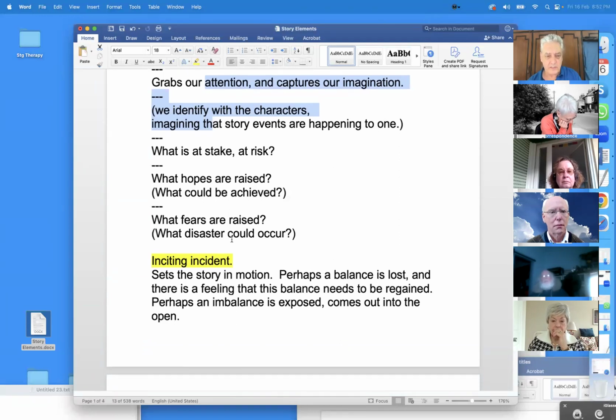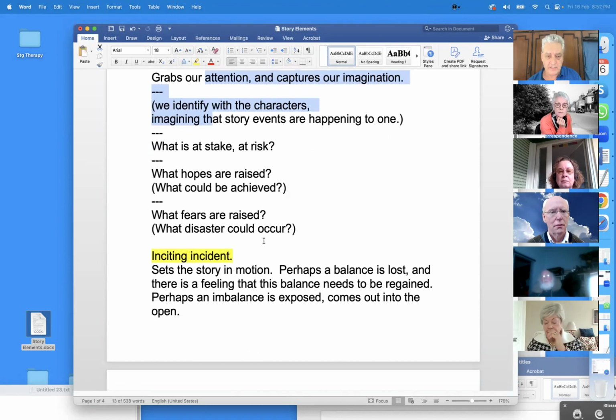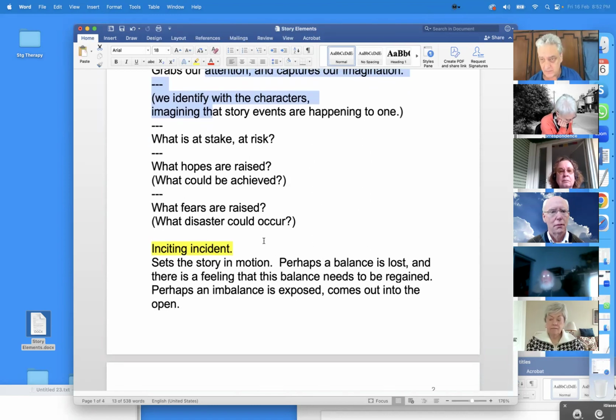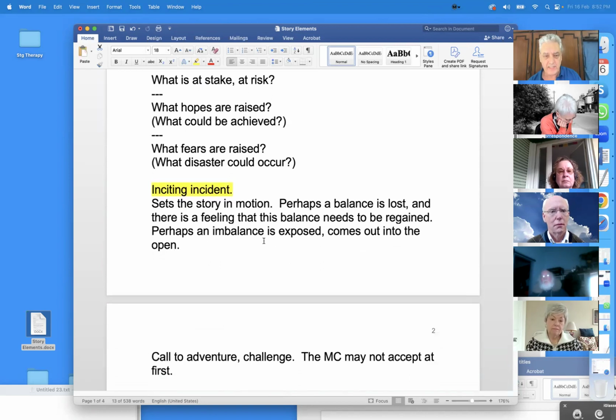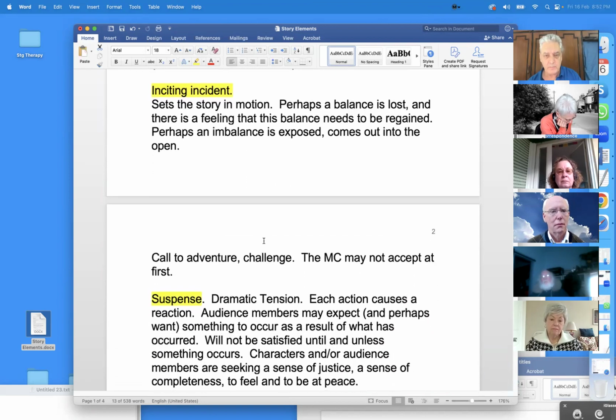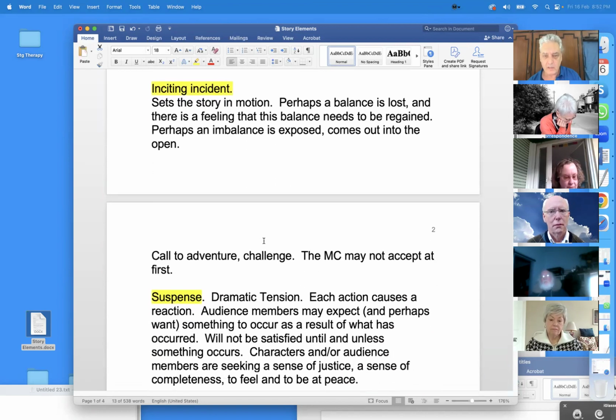Very related to the hook, maybe the hook is the inciting incident. Some incident that happens that really sets the story in motion. Maybe a balance in the world is lost, or an imbalance is exposed. But the inciting incident, once that happens, we're not going to be satisfied until justice is done, until balance is restored somehow.